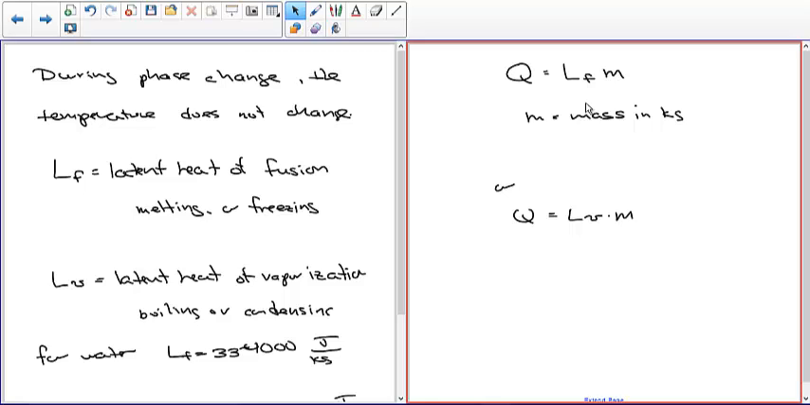If you want to know the energy to boil something, you multiply the mass times the latent heat of vaporization. And if you're somewhere in between, it's linear. If you wanted to melt half the ice, so it's half liquid and half solid, it would be half of the latent heat of fusion. If you melt 3/4 of the ice from a mass perspective, you do 3/4 of the latent heat of fusion.